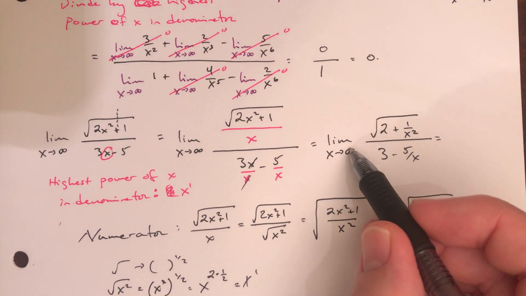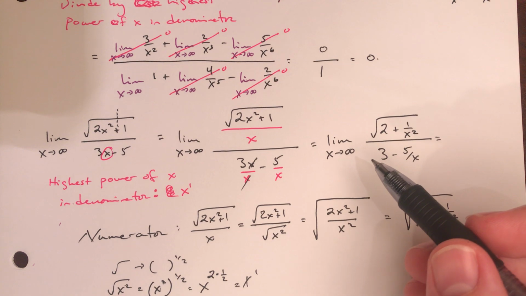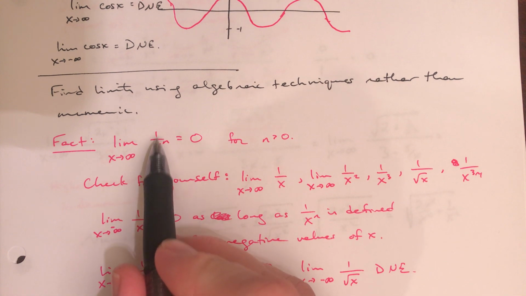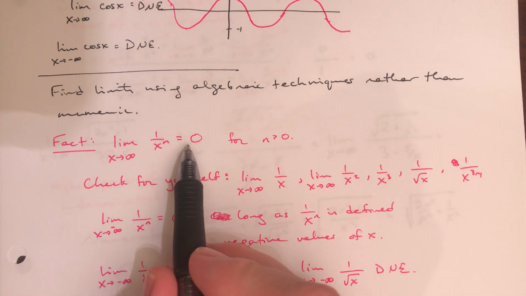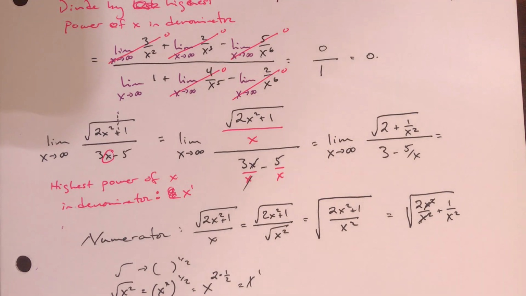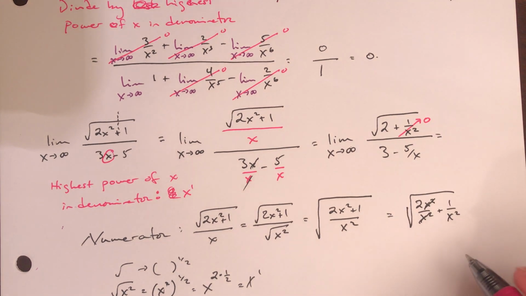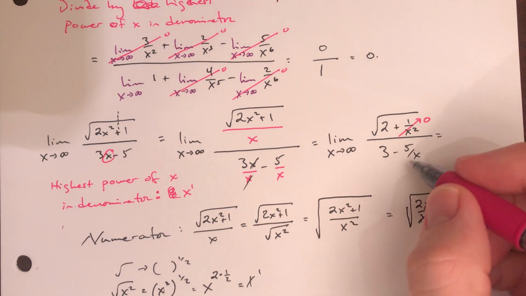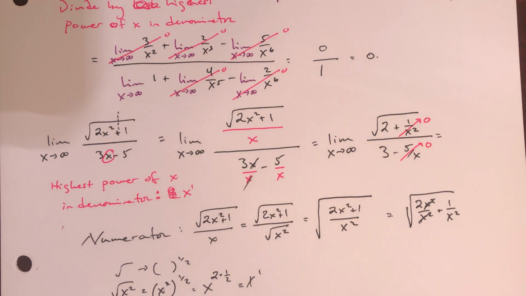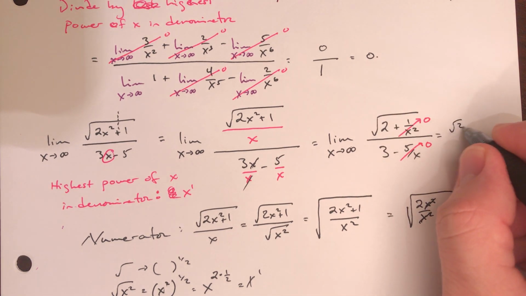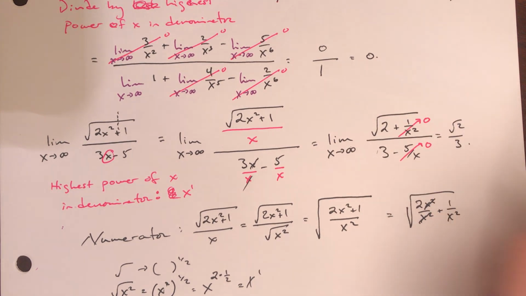Now, apply our little fact that we had earlier, that the limit of 1 over x to any positive power at infinity is 0. And so this term is going to go to 0 when we take the limit. And of course, this term is going to go to 0 when we take the limit. But what's left over? Well, we still have the square root of 2 in the numerator, and we still have that 3 in the denominator. The square root of 2 over 3.